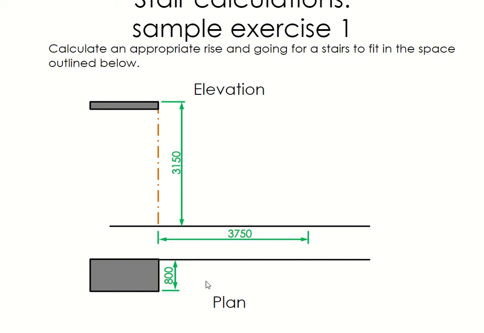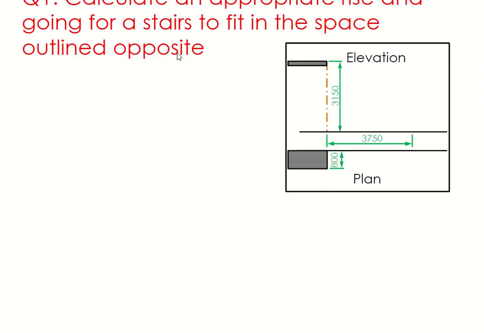You're given a plan, which is here, and you're given your elevation. To calculate an appropriate rise and going for a stairs to fit into the space that's outlined here, we're going to use the formula. First of all, we need to figure out the total rise, which we're given as, from ground floor up to the first floor, 3,150 millimeters, so you can write that down. That's your total rise.